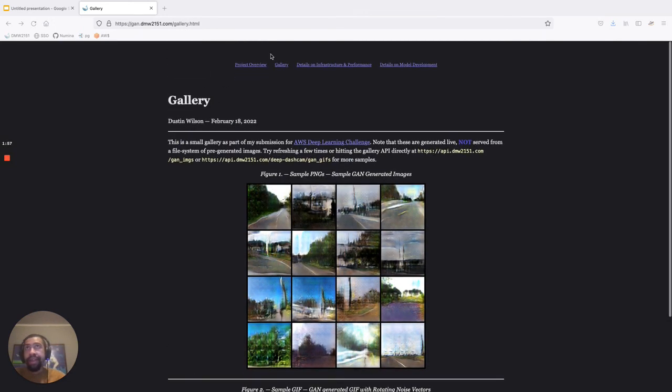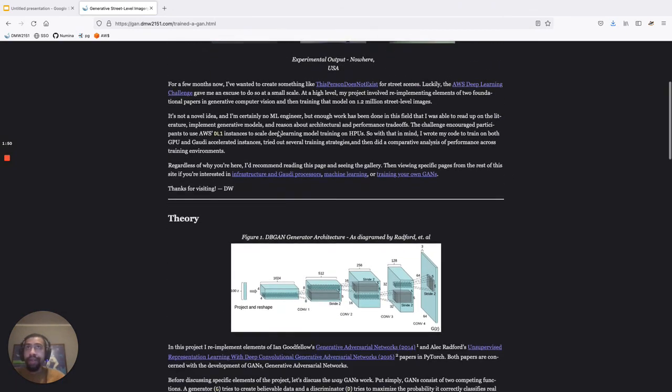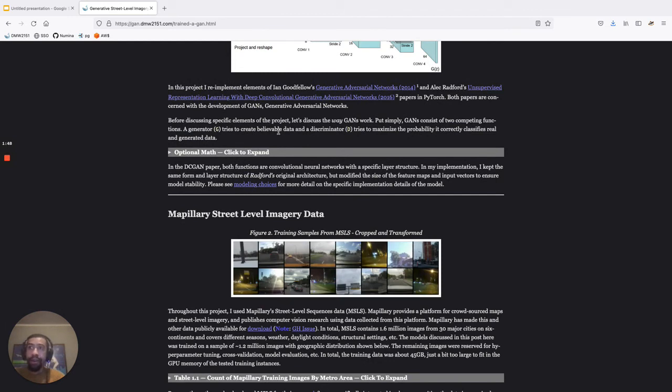This website also contains a longer blog post explaining some of the performance implications of my choices and some additional detail on the Mapillary dataset.